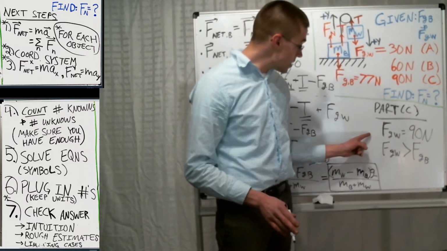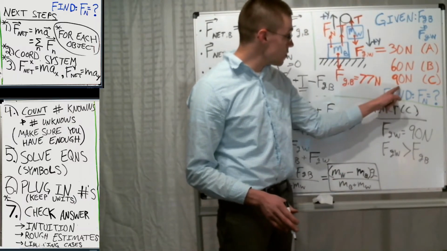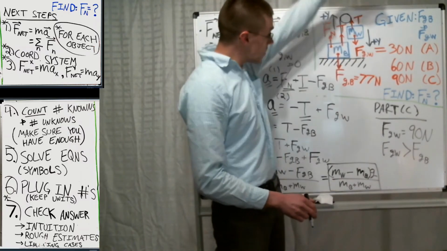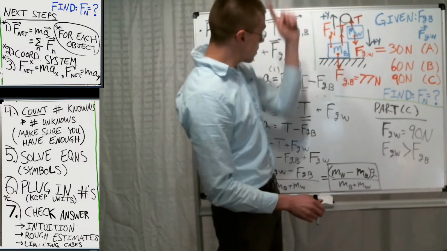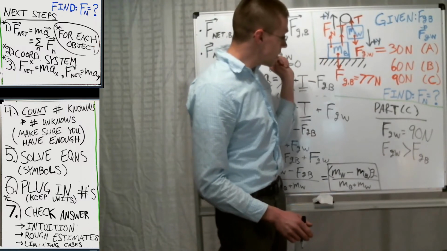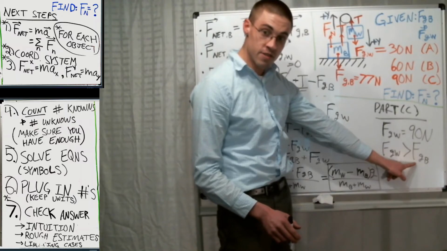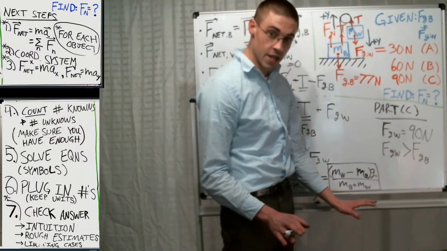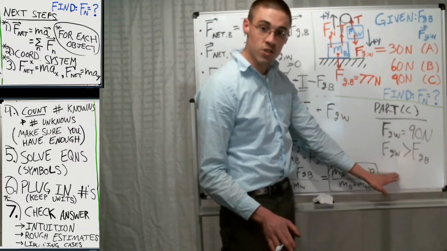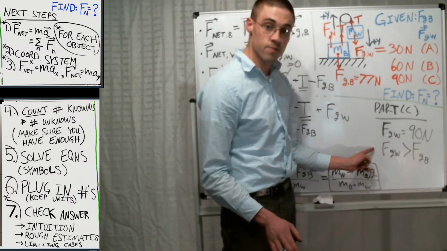Now, in part C, FGW was 90 newtons, and that meant that this weight over here is heavier than this box here. And so, as I have shown here, now I want you to stop, pause the video for a second, and tell me what is the third equation that I get because I know this.